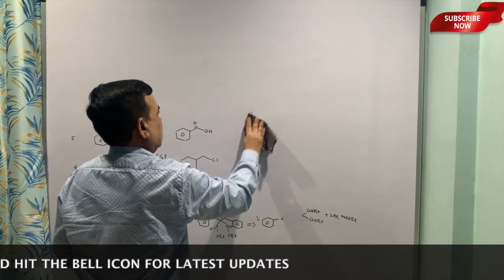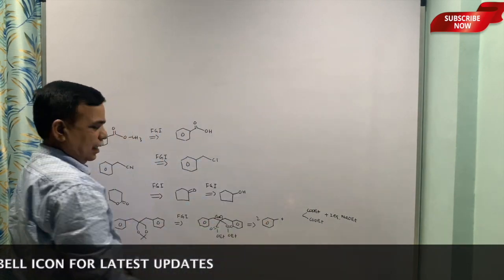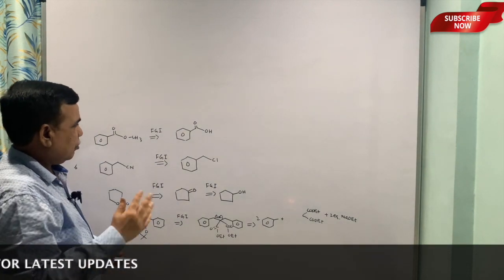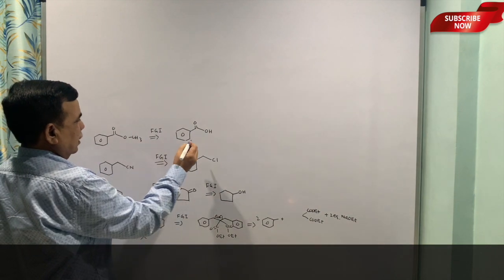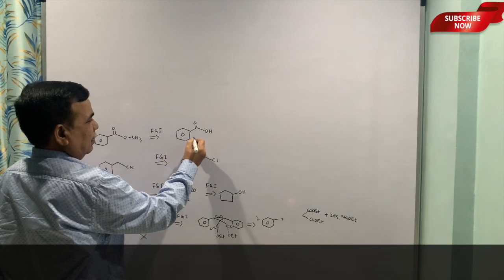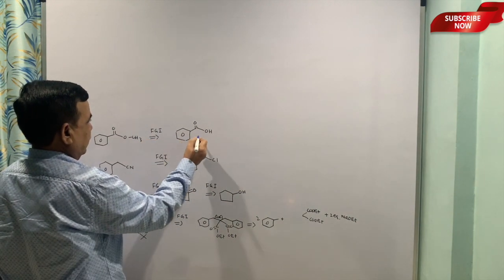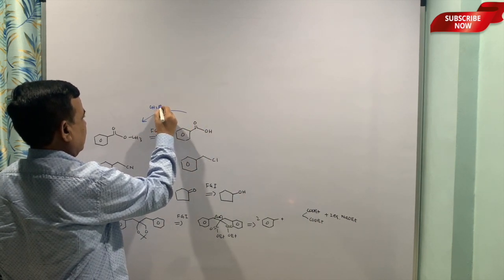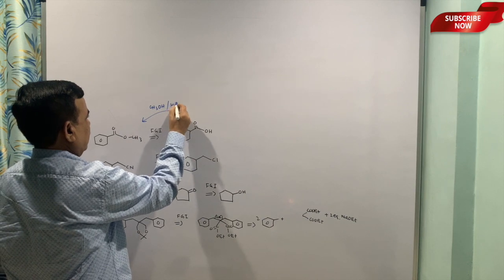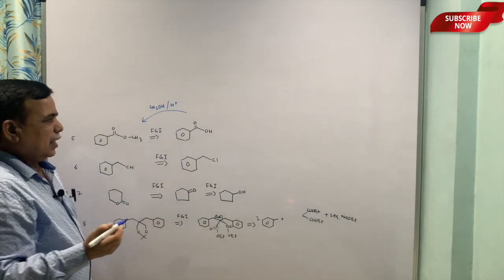So, benzene is readily available, as acetic anhydride is also available. So, that path is also good. Now, here ester is asked. So, we have the FGI. So, we know that this can be esterified with methanol and mineral acid.